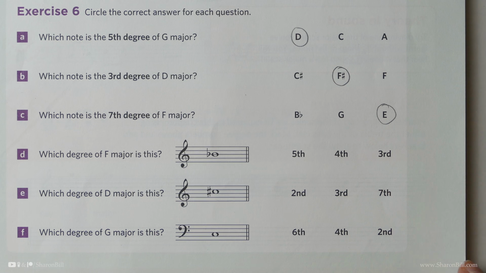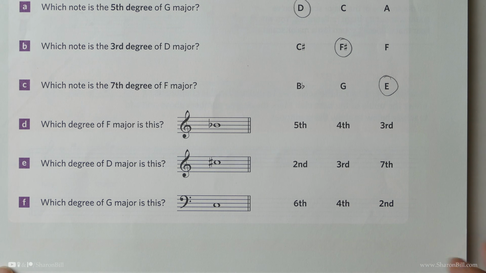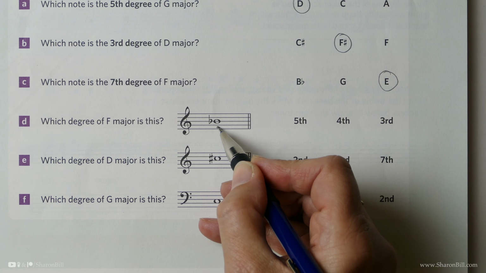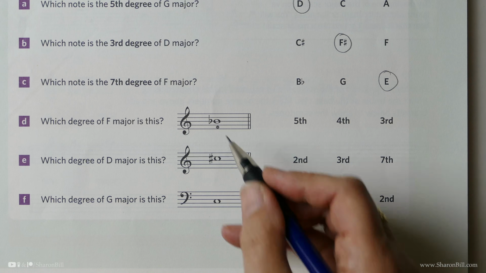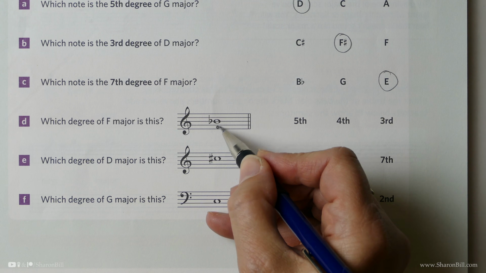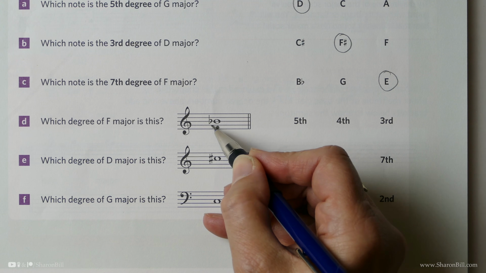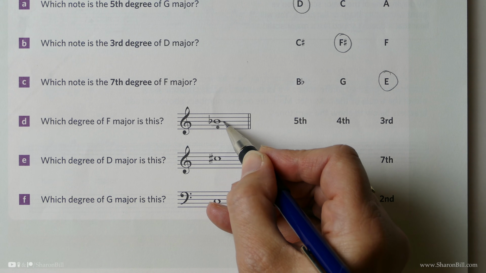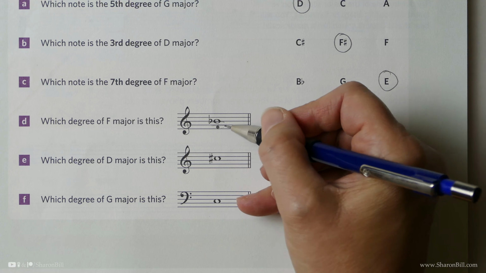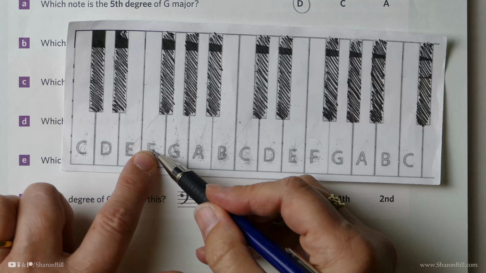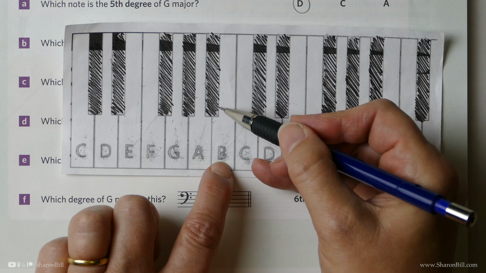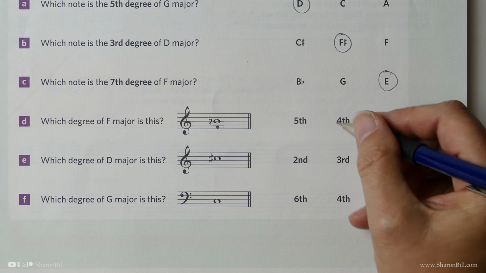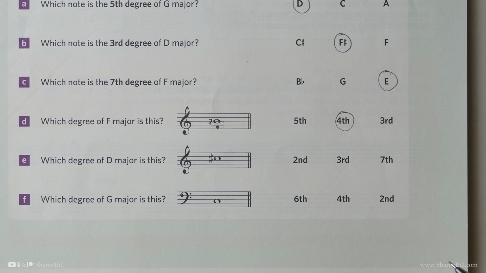There we go. Now we're asked, which degree of F major is this? We're in the treble clef and we know that F is degree 1. That's our first step of the scale. So we can count up the steps of the ladder system of the stave. 1, 2, 3, 4: space, line, space, line. That's the 4th. And you can double check that by looking at the piano. 1, 2, 3, 4, remembering that B must be flattened, which explains that. And so therefore we can be sure it's the 4th step, the 4th degree of the scale.